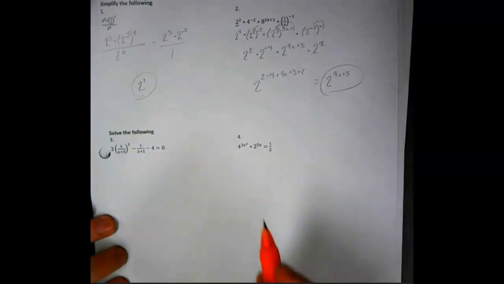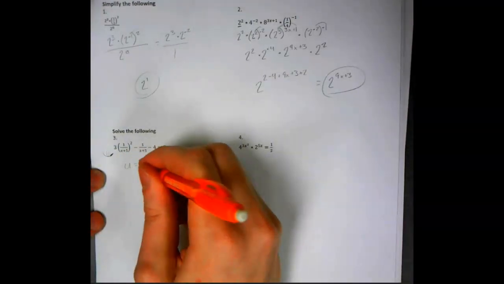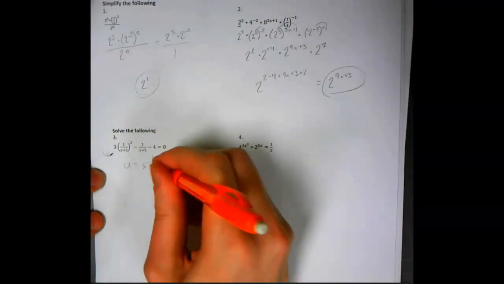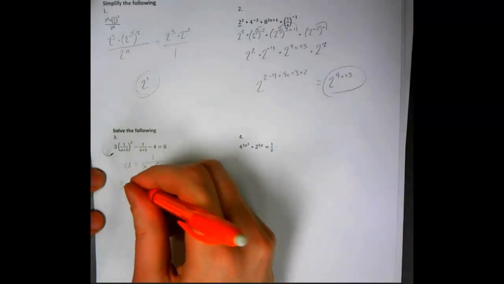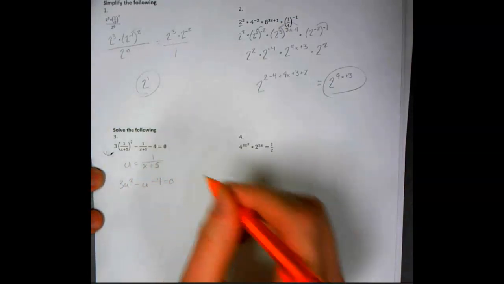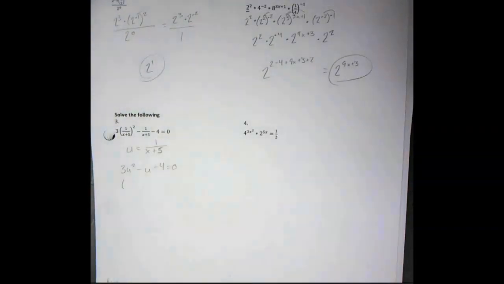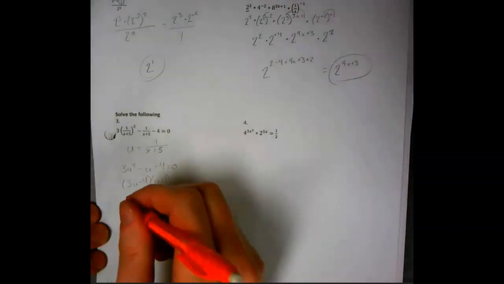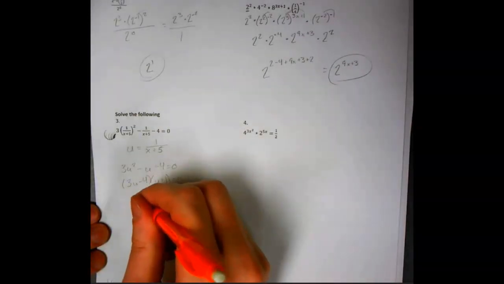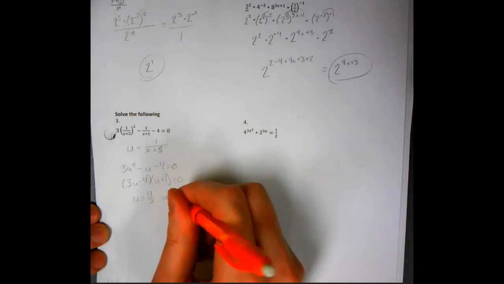For this last one, it's kind of a blast from the past, what you guys were doing before. You have u equals 1 over x plus 5. And now we can use u substitution. So I have 3u squared minus u minus 4 equals 0. We'll factor that. Once that's factored, you can go ahead and solve for u by setting each equal to 0. So you have 4/3 and negative 1.